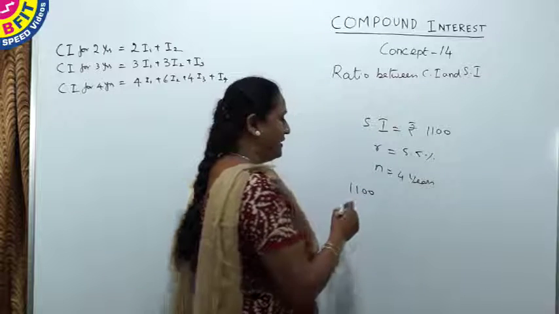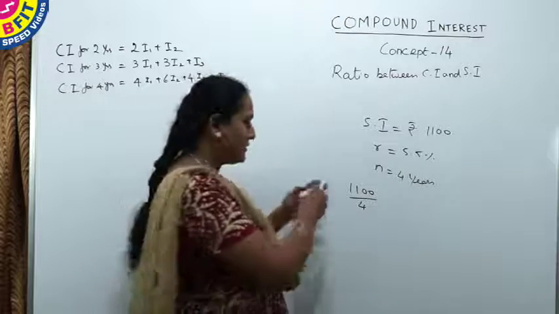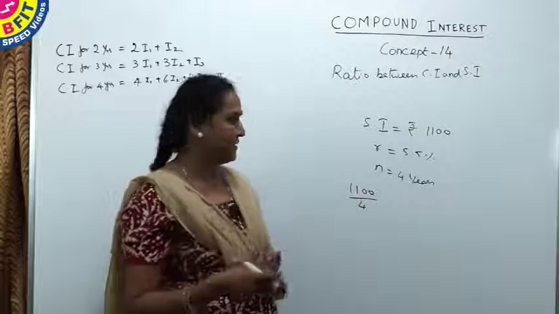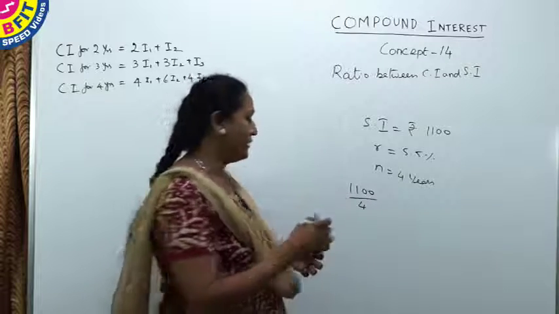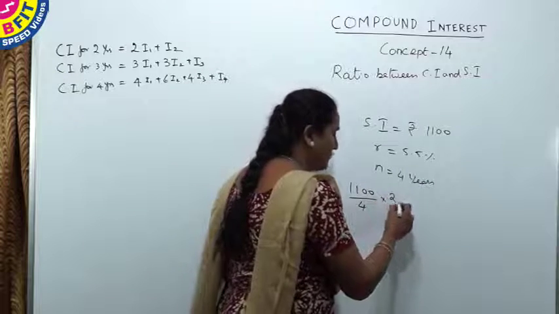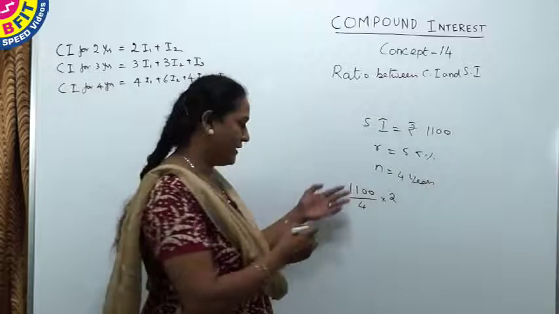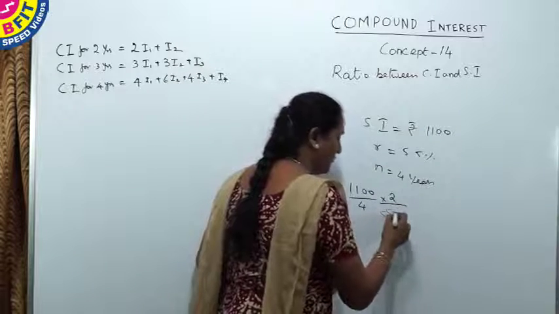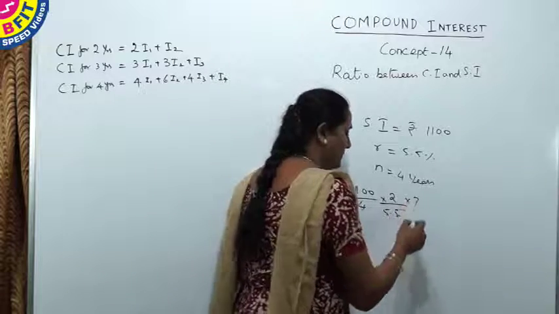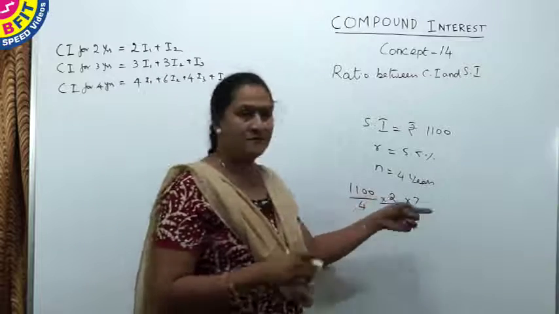When you divide 1100 by 4, you get simple interest for 1 year. Instead of dividing and proceeding further, we will put everything in a single stretch, so the working will be easier. So 1100 for 4 years. Dividing by 4 we get for 1 year. And we will find the amount for 2 years, so into 2. And now the rate is 5.5%. Dividing this again by 5.5, the interest is got for 1%, and the required rate is 7. So into 7 we get simple interest for 2 years at 7%.